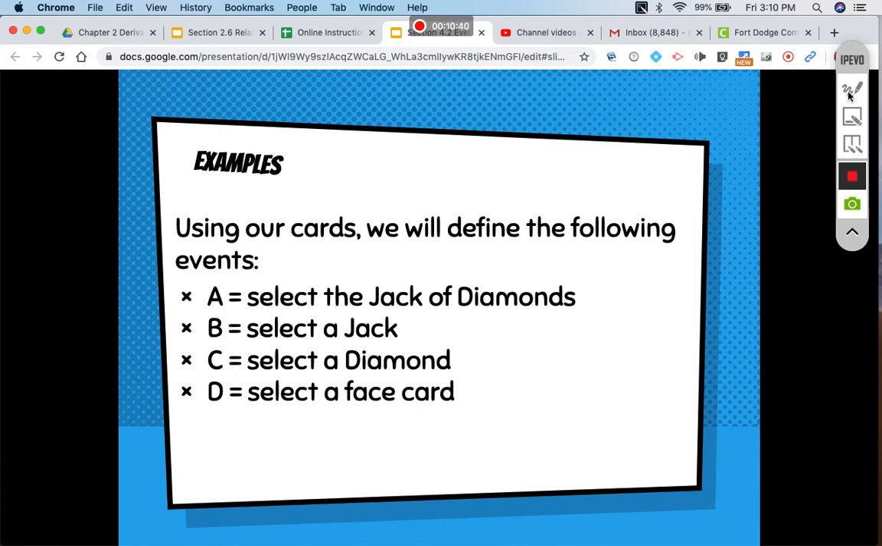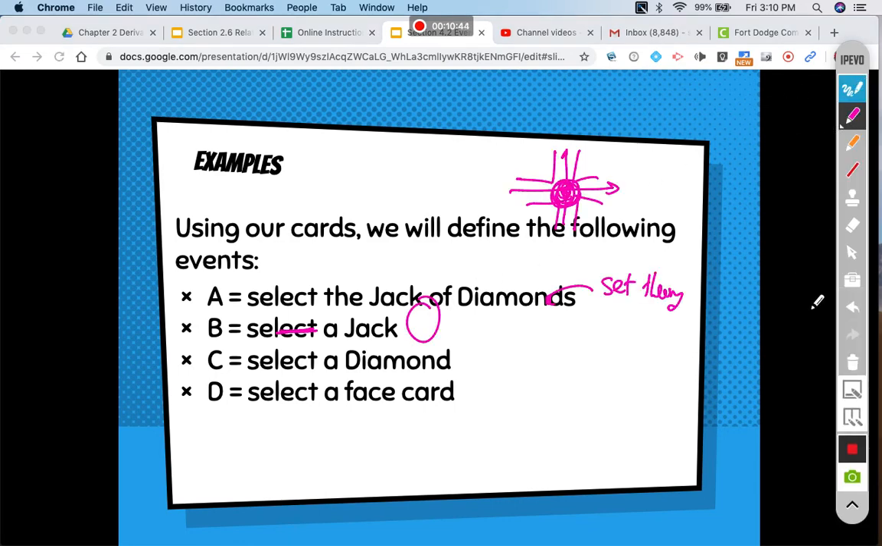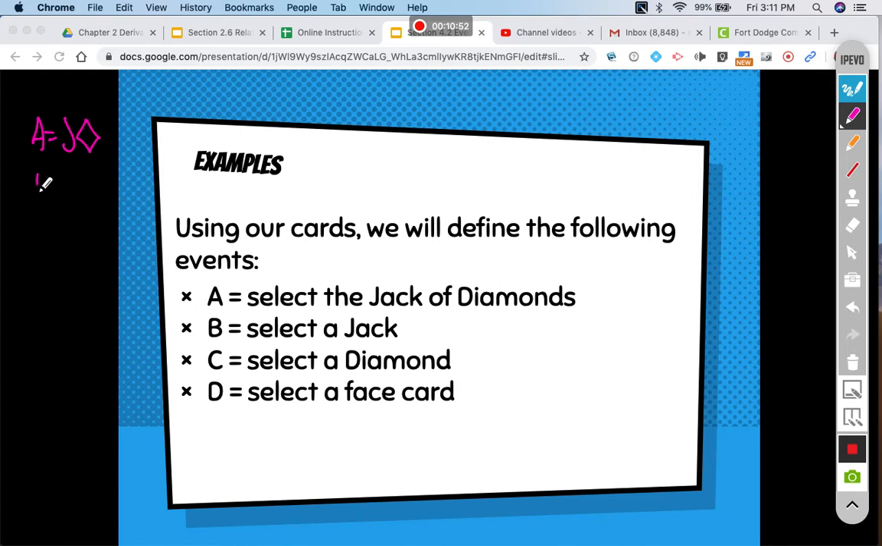So let's look at a few of these. I'm going to use these as my 4 events. So let's clear this off, and to make it a little easier, I'm going to write on the side, A is the jack of diamonds, B is any jack, C is any diamond, and D is a face card.